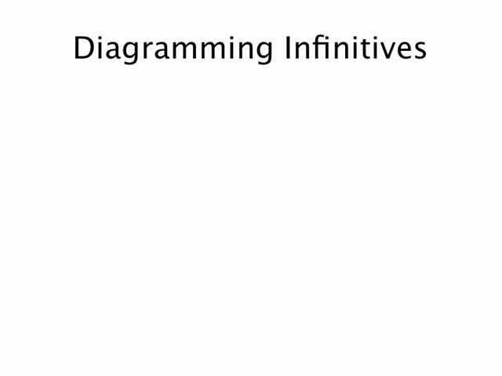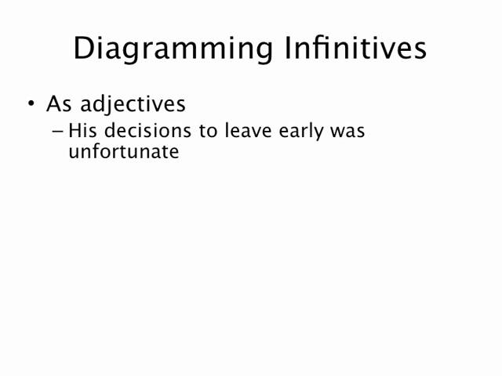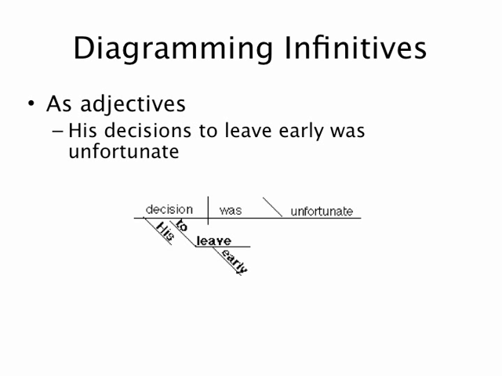Okay, so moving on, we next have adjectives. In this sentence, his decision to leave early was unfortunate. To leave early describes his decision. Which decision? It's the decision to leave early. So it's that adjective describing the noun. And it's going to be diagrammed like this.